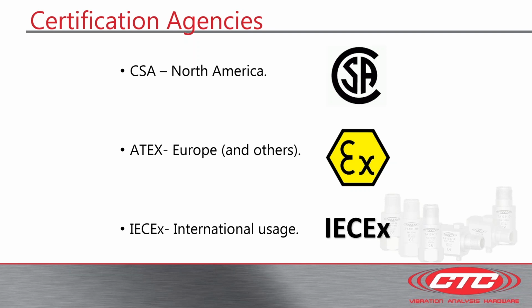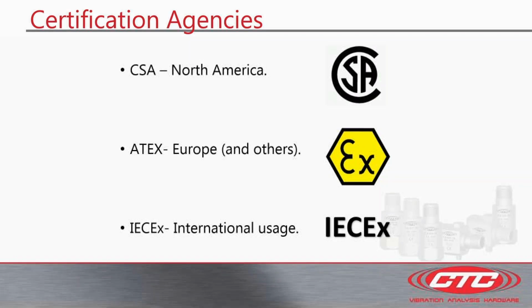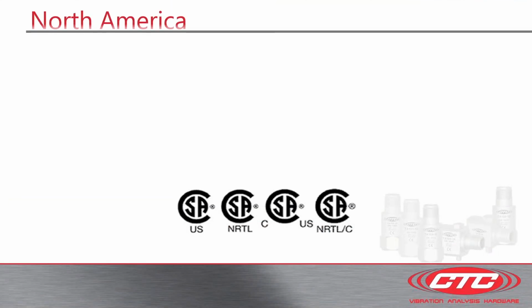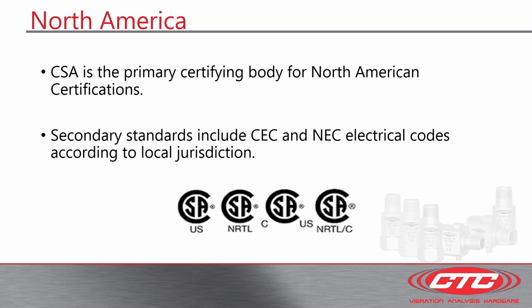CSA, ATEX, and IECEx are the national certification agencies located throughout the world. CSA is most prevalent in the United States and North America, ATEX is most prevalent throughout Europe, and IECEx is used anywhere internationally that doesn't have its own primary body. CSA is the certifying body for North America. Secondary certifications include CEC and NEC electrical codes. Below you will see a couple of the logos associated with CSA.